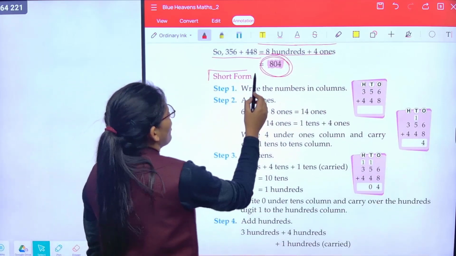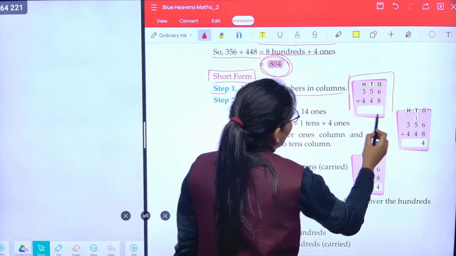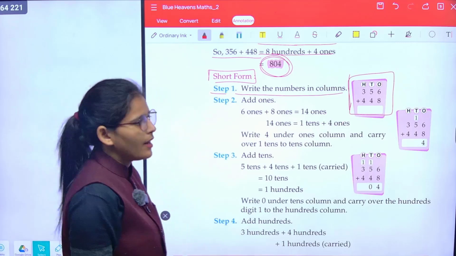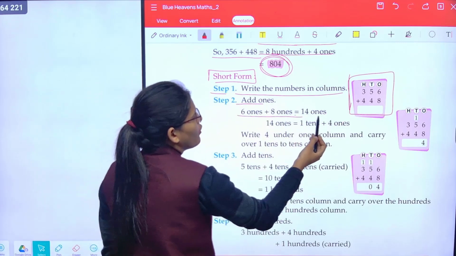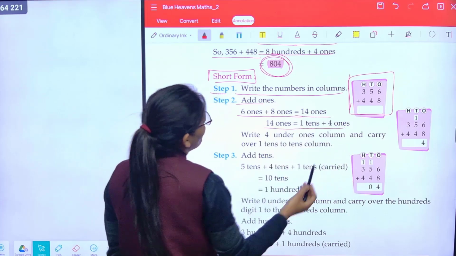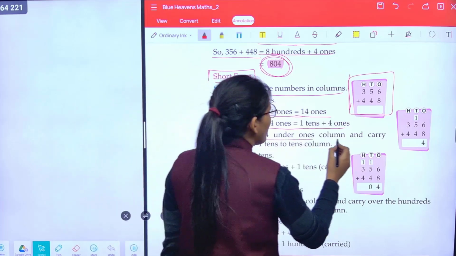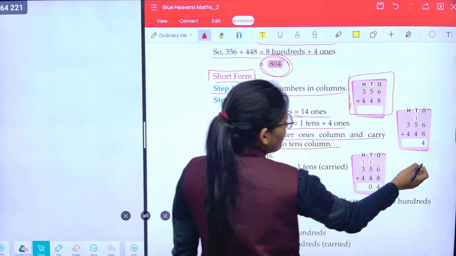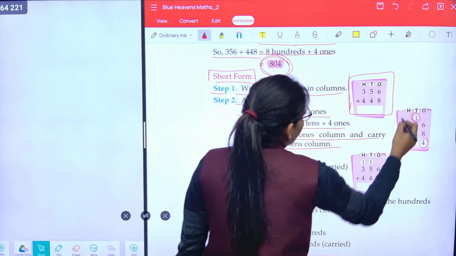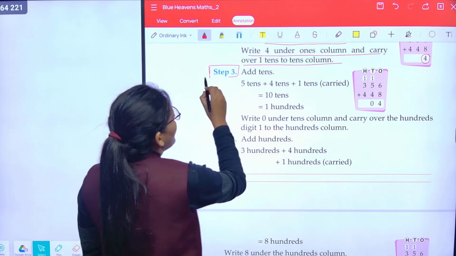Now class, see the short form. Step 1, write the numbers in columns like this. You have to arrange the numbers in columns. Now add ones. 6 ones plus 8 ones is equal to 14 ones. 14 ones is equal to 1 tens plus 4 ones. Write 4 under ones column and carry over 1 tens to tens column. See, 4, 1 carry.